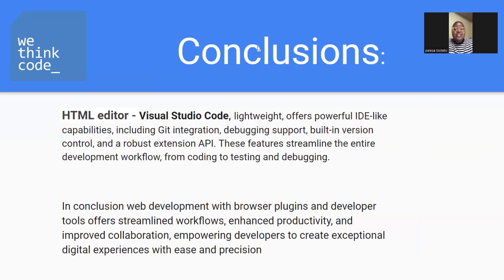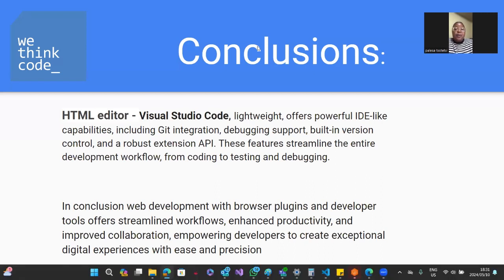For the HTML editor, we used VS Code, and we selected VS Code because it is lightweight and it offers powerful IDE-like capabilities, including Git integration, debugging support, built-in version control, and a robust extension API. These features streamline the entire development workflow from coding to testing and debugging. We can conclude that web development with browser plugins and developer tools offers streamlined workflows, enhances productivity, and improves collaboration, empowering developers to create exceptional digital experiences with ease and precision.